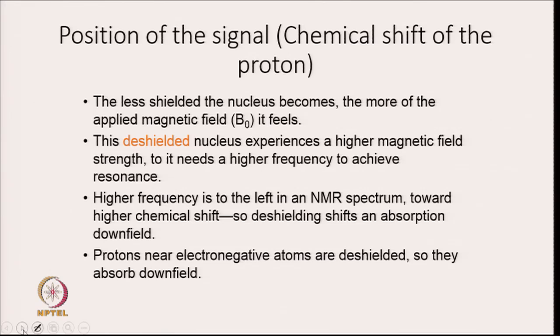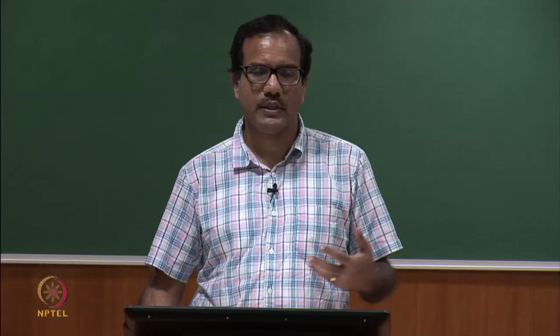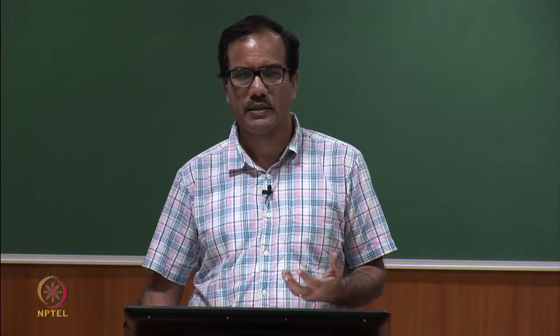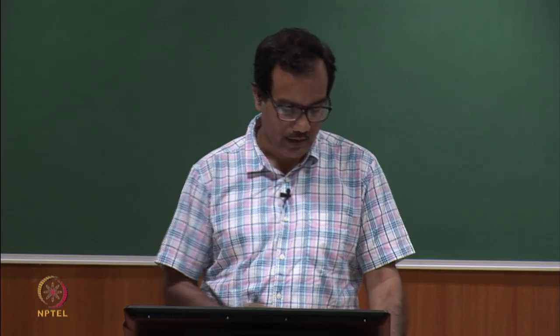Higher frequency is to the left in the NMR spectrum and towards higher chemical shifts. So, de-shielding shifts the absorption downfield. Protons near electronegative atoms are de-shielded. So, they absorb downfield, and absorbing downfield means higher chemical shift. These are the things which I have already discussed in the last class. So, please look at the content of the last class.